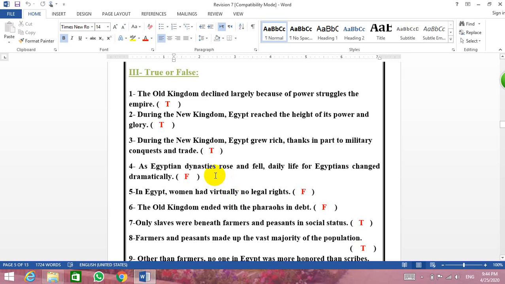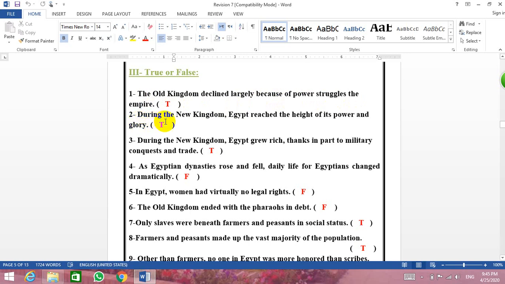Here we have question 3, that is true or false. Statements are written. We have to read, we have to understand, and we have to decide, that is true or false. Number 1. The Old Kingdom declined largely because of power struggles in the empire. Yes, that one is true.